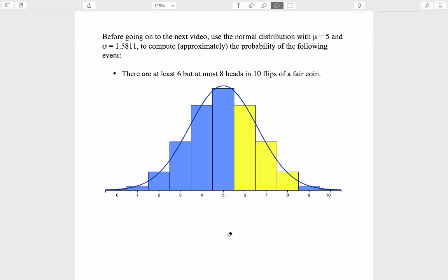The only way to master this is to practice it. So before going on to the next video, use the normal distribution with mu equals 5 and sigma equals 1.5811 to compute, approximately, the probability of the following event. There are at least 6, but at most 8 heads in 10 flips of a fair coin. And here is the histogram with the appropriate events highlighted in yellow. In particular, you have to think, what is the address of this point along the horizontal axis, and what is the address of this point along the horizontal axis? Think what those are in terms of the scale from 0 to 10, and then convert each one into a z-score, a certain number of standard deviations above the mean.